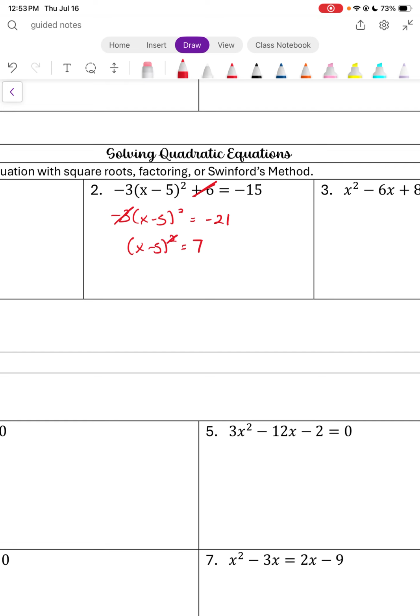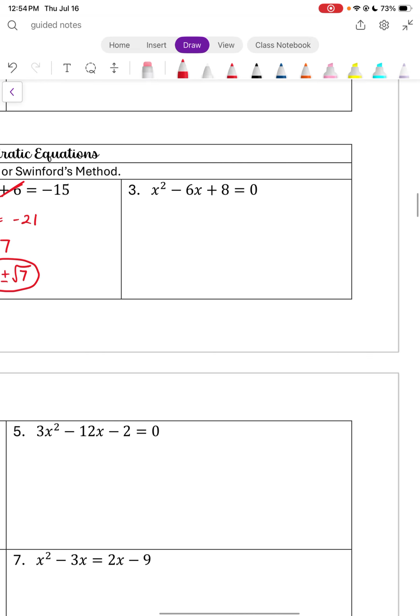Again, in order to get rid of a square now, we're just working our way from the outside in. In order to get rid of a square, we're going to do plus and minus the square root of 7. Since we don't know the square root of 7 and we can't simplify it, we simply leave it. Now to get x by itself, we get rid of the minus 5 by adding 5. I can just put it out front, and we have our final answer.